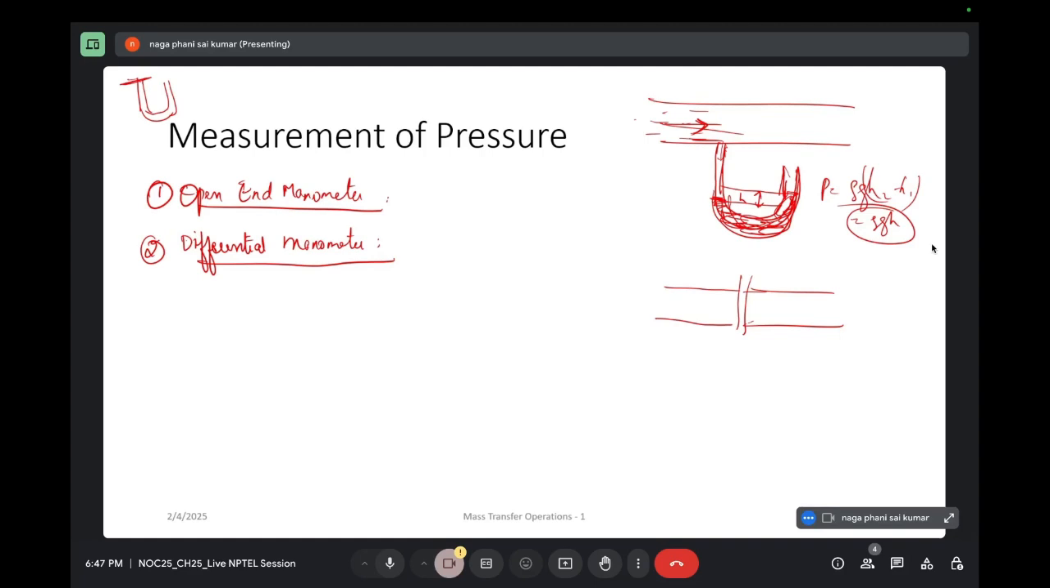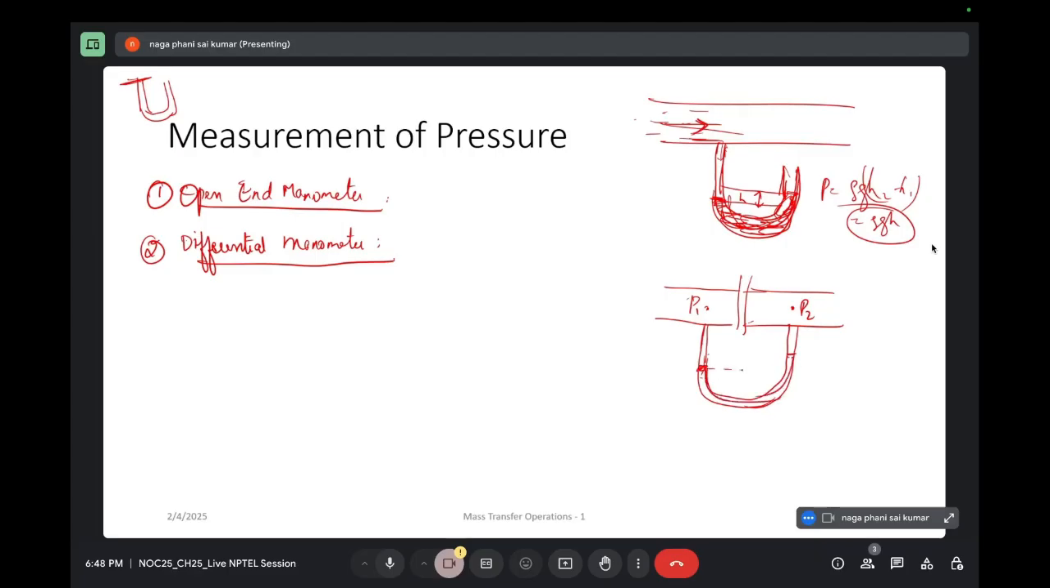joints in this pipeline, and whenever there are some joints, obviously there will be a pressure drop, right? So you want to measure pressure across these 2 points, P1 and P2. Then how do you measure? That is by connecting a differential manometer. Here both the open ends will be connected to the pipeline. One end will be connected at point 1 and the other end will be connected to point 2. Again, we'll be using mercury mostly.